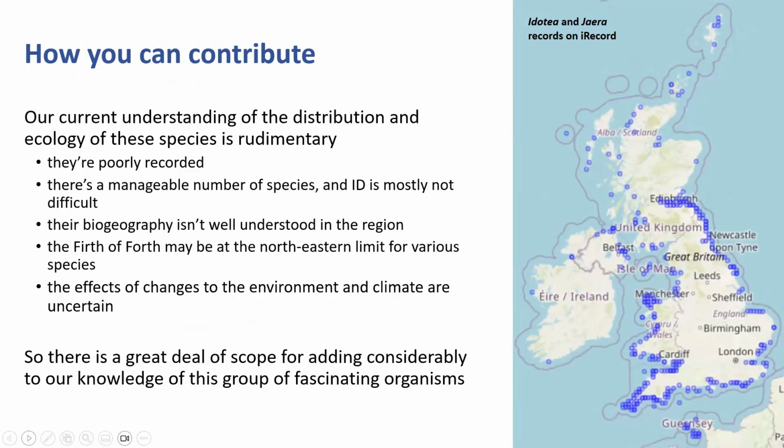How can you contribute? Well, as I say, our understanding of the distribution and ecology of these species is rudimentary. They're poorly recorded. There's a manageable number of species, and the IDs are mostly not difficult. Their biogeography isn't well understood in the region. The Firth of Forth is maybe at the upper northern and northeastern limit for many species, so it's a useful place to examine. We're uncertain of the effects of the environment and climate change on the distributions. So there's a little bit of scope for adding to our knowledge of this fascinating group of organisms.